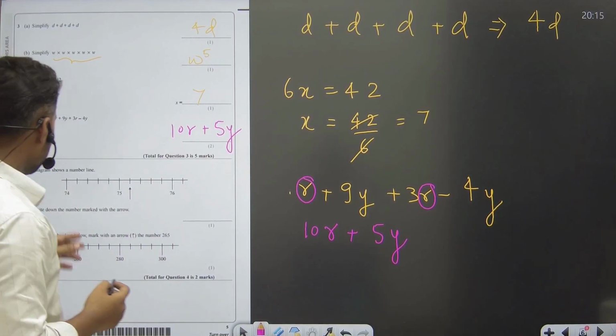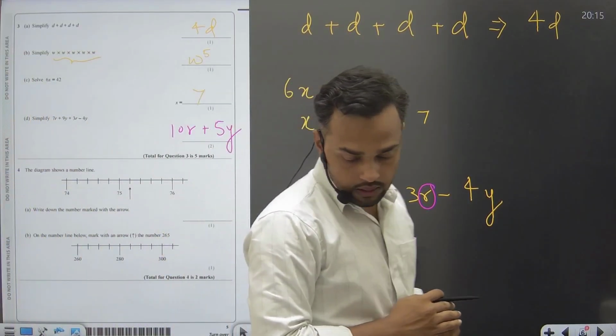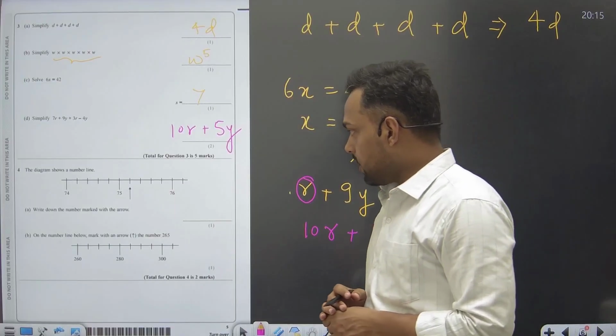Now fourth question, the diagram shows a number line.